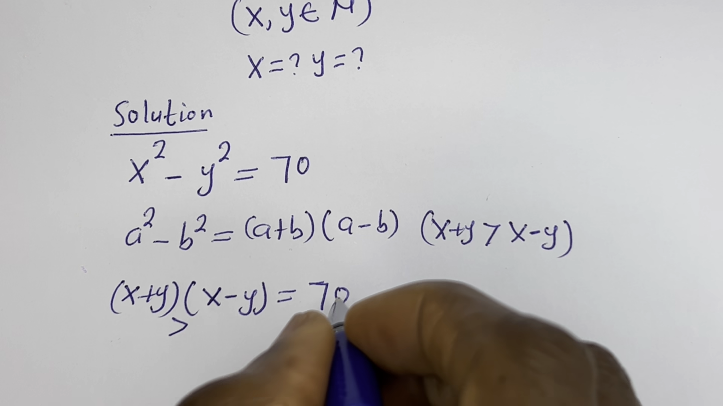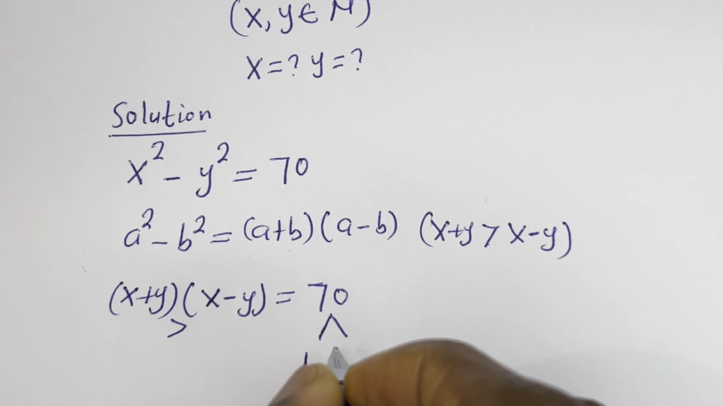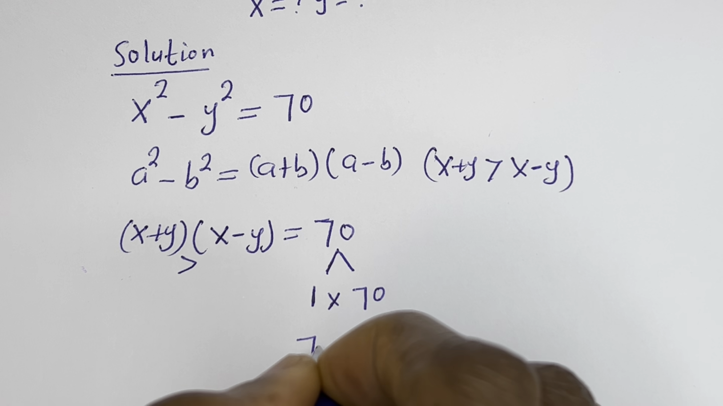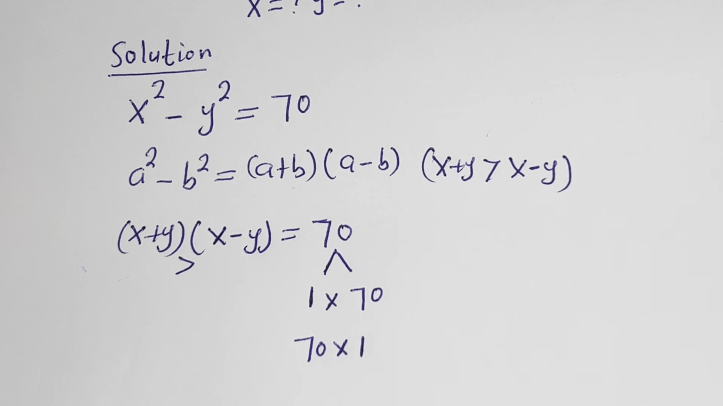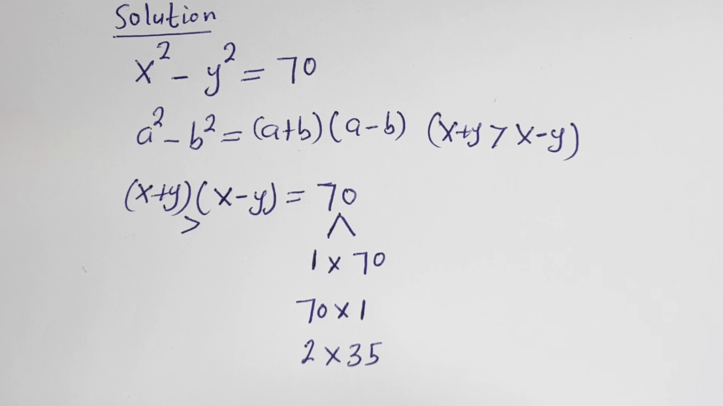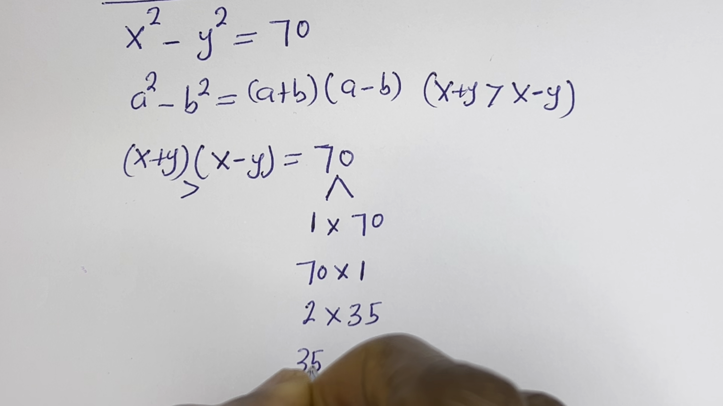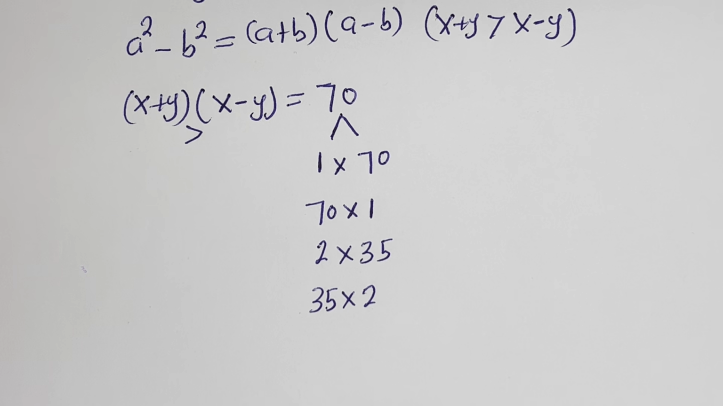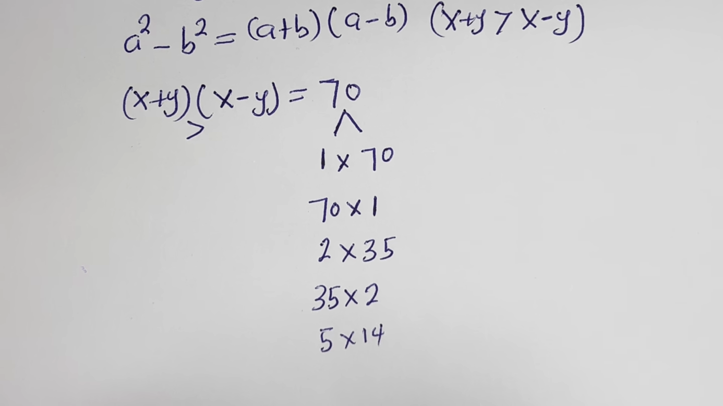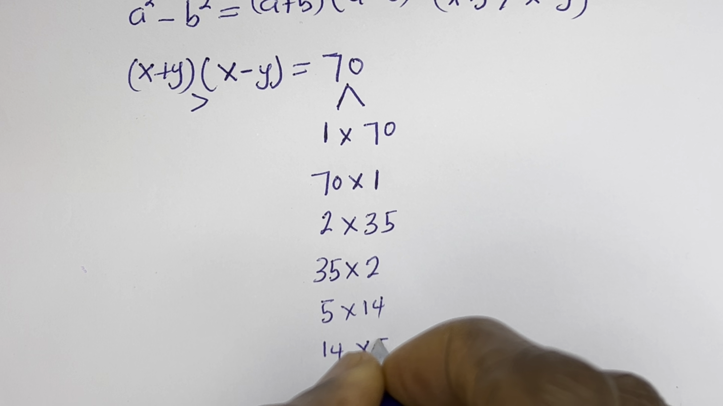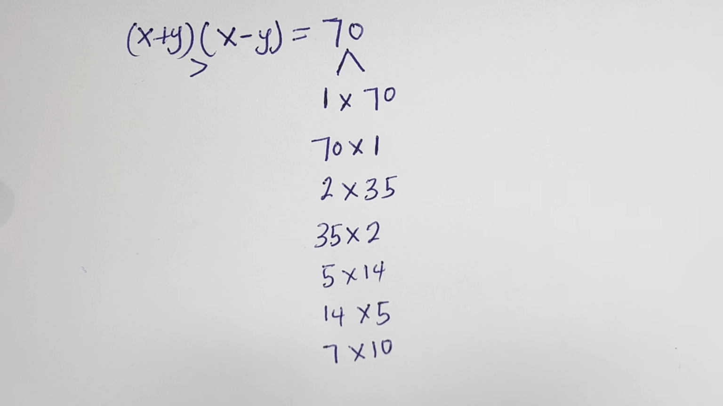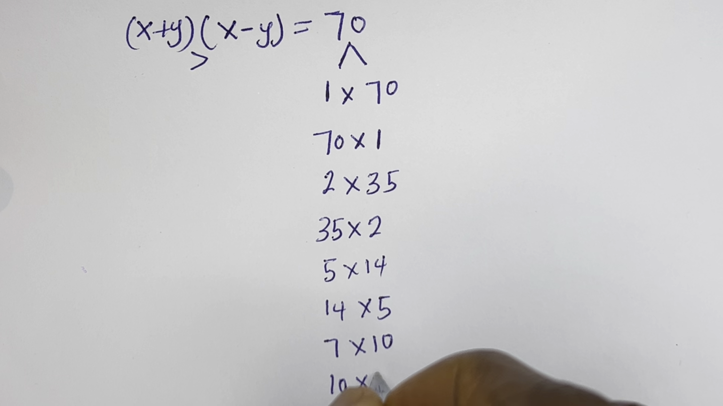We need to look for the products of 70. 70 is a product of 1 multiplied by 70, then 70 multiplied by 1, 2 multiplied by 35, then 35 multiplied by 2, 5 multiplied by 14, 14 multiplied by 5, then 7 multiplied by 10, and 10 multiplied by 7.